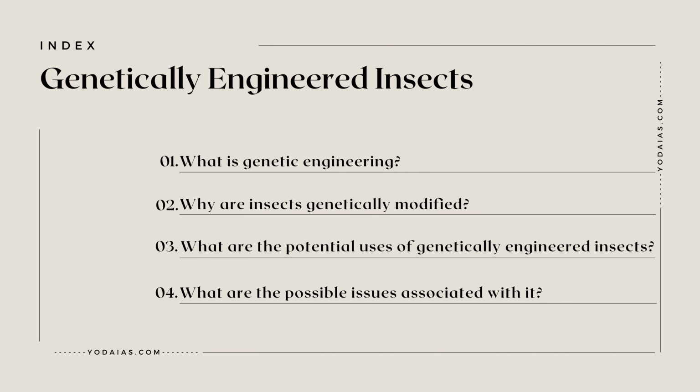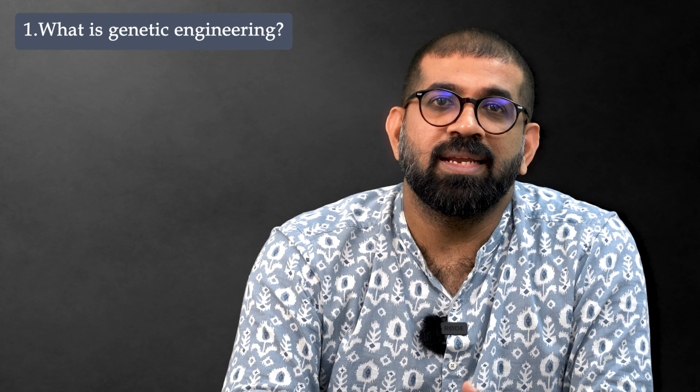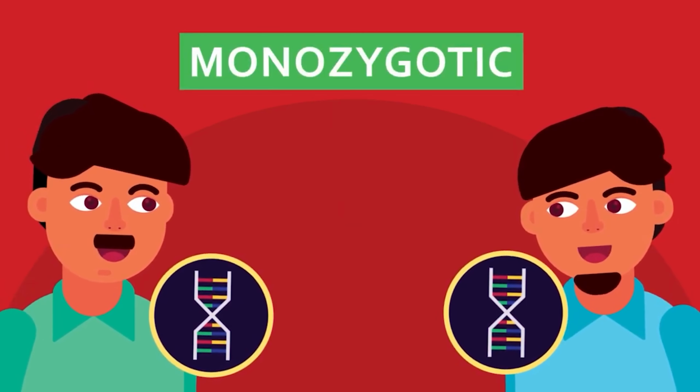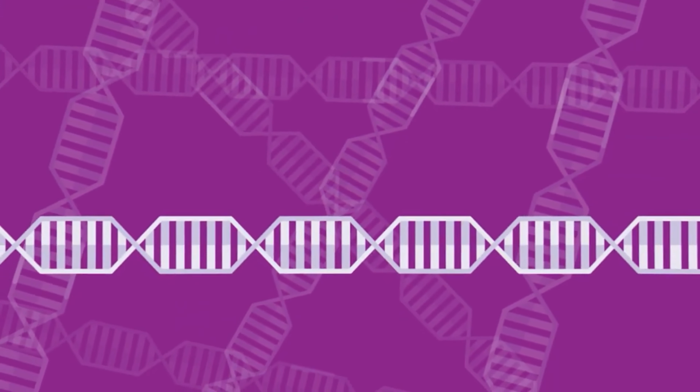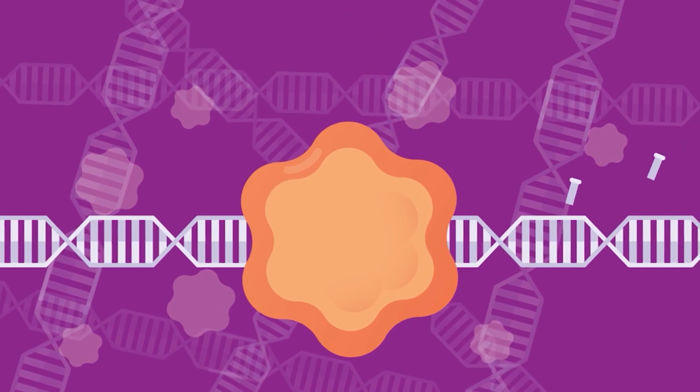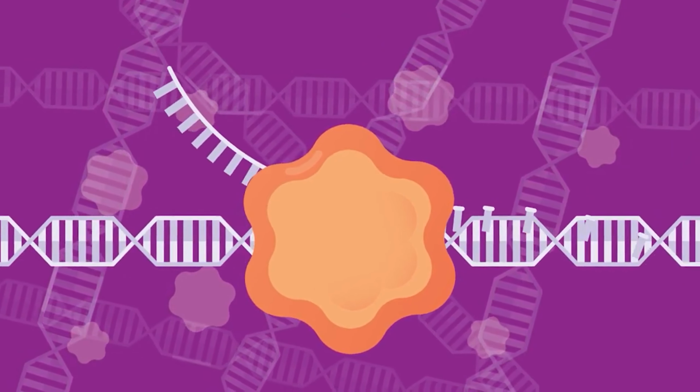We will start with the first section, that is, what is genetic engineering? You know that DNA is the basic genetic material for organisms. DNA is like a set of instructions that tells your body how to grow, develop and function. It's like a secret code that determines your eye color, type of hair, etc. These instructions are organized into sections called genes, and each gene carries information for specific traits.